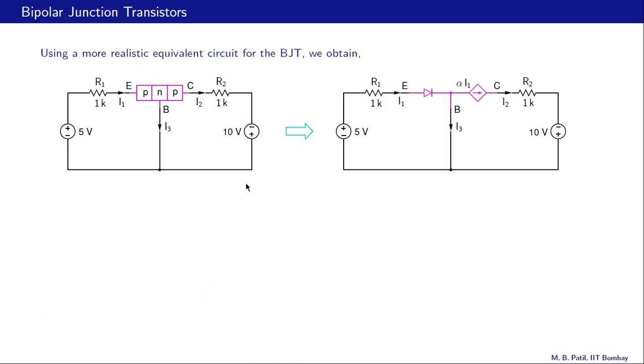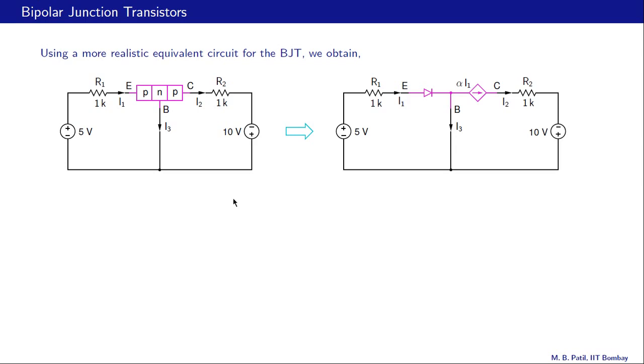Let us now look at the same circuit, but with the transistor replaced with a more realistic BJT model, this one. In this model, we have a diode between emitter and base as before, but between base and collector now we have a current controlled current source, and if this current entering the emitter is I1, that current is alpha times I1. So there's a big difference between the model that we saw in the last slide and this one.